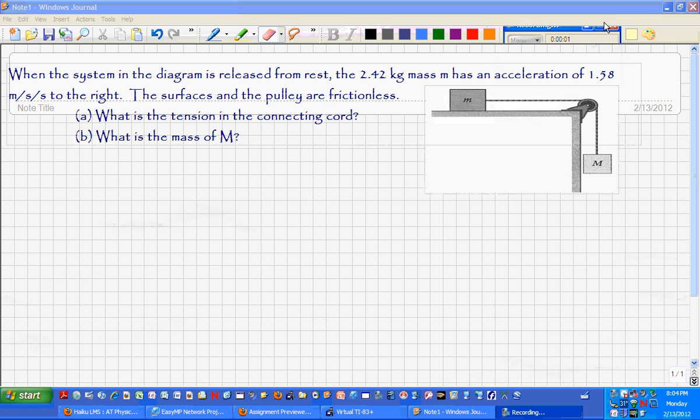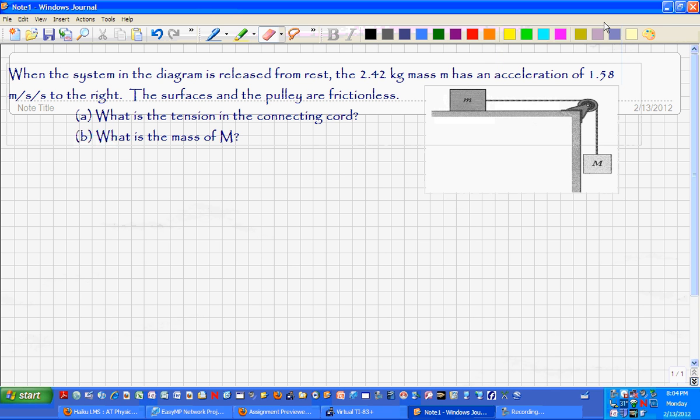All right, here's an example of a two-object system. We've got small m here, we've got a mass big M over here. It says here when the system in the diagram is released from rest, the 2.42 kilogram mass little m has an acceleration of 1.58 meters per second squared to the right. The surface and the pulley are frictionless. Want to figure out the tension in the connecting cord and the mass of big M.